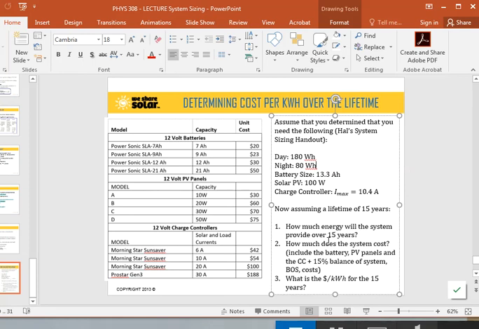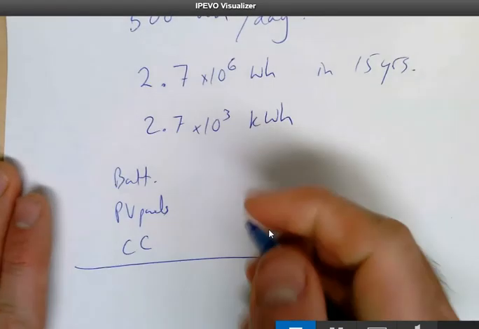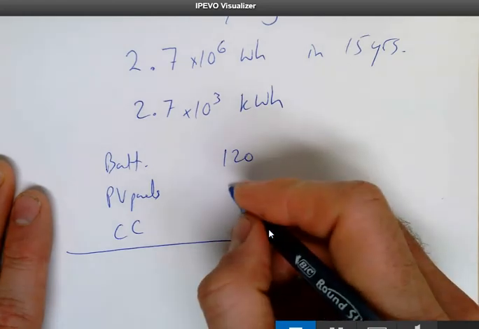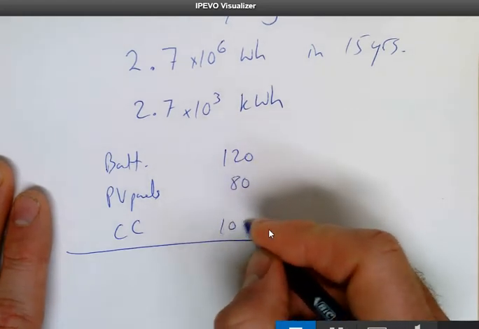To figure out how much the system costs in total, we need to think about the battery, the PV panels, and the charge controller, right? Then I'm going to add up all those things. I'm just going to give you an example right now, because I think it's better that you look these things up yourself. Let's just say that the battery from Walmart costs $120, the photovoltaics cost $80, and the charge controller was $100.